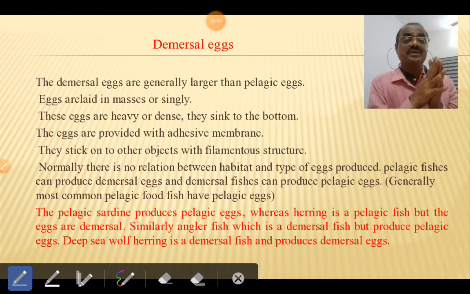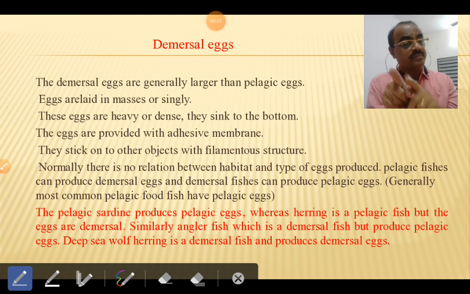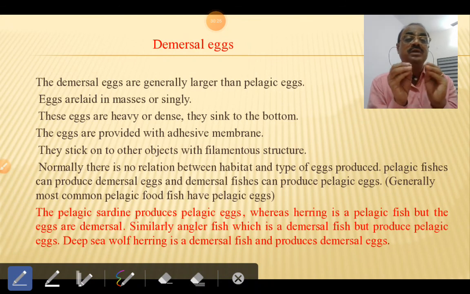Similarly, angler fish, which is a demersal fish, produces pelagic eggs. And the deep sea wolf herring is a demersal fish that produces demersal eggs. So demersal fish also produce demersal eggs, demersal fish also produce pelagic eggs. Pelagic fishes produce pelagic eggs, or pelagic fishes also produce demersal eggs. So there is no relation between habitat and types of egg produced by the fish.